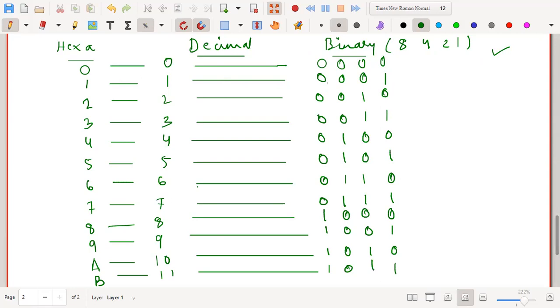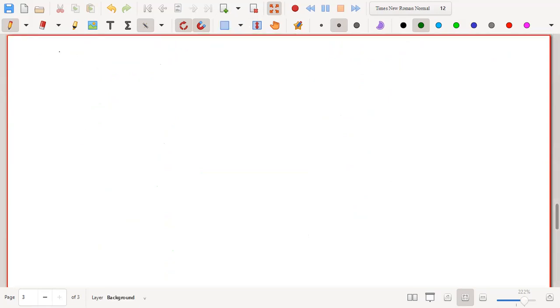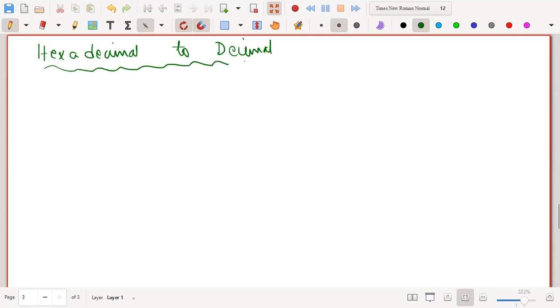Fine. So anyways, let us see how we can do the conversion from hexadecimal to decimal, not binary, but from hexadecimal to decimal. So the next part is the conversion of hexadecimal to decimal. Let me go to the next page. All right, so let me note it down here. Hexadecimal to decimal. Okay, hexadecimal to decimal. Fine.